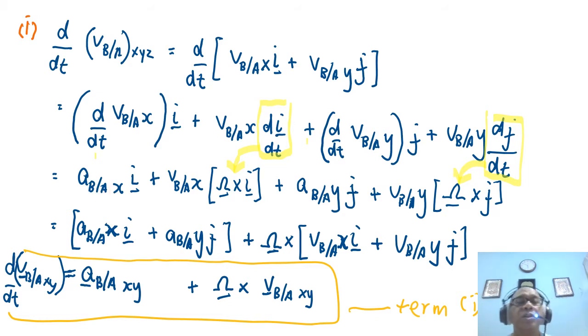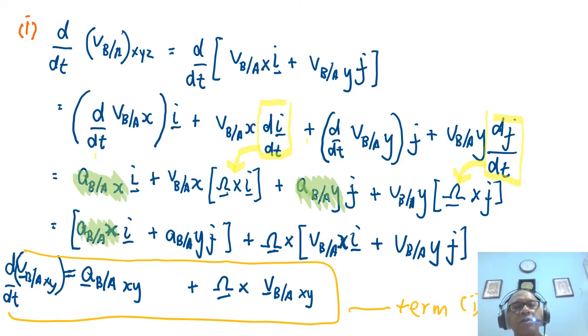So let's use some color here. The light green one is for the acceleration component. So this is the acceleration component ABAX and ABAY, the acceleration of B relative to A in the y component. So I put it here, x and y. So we are now here.